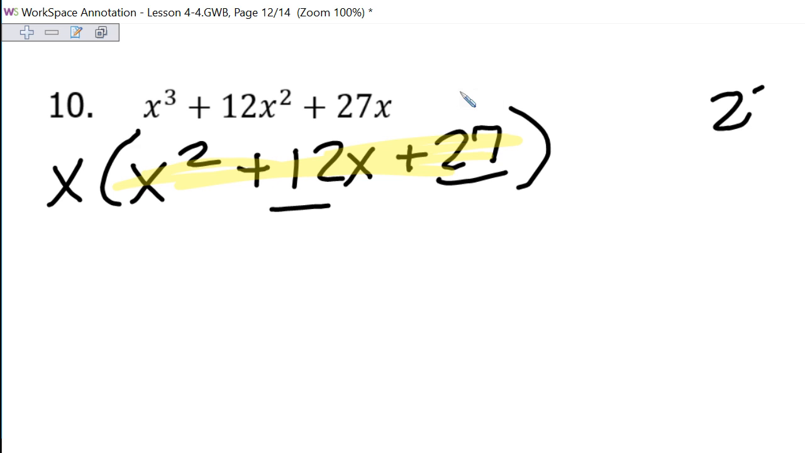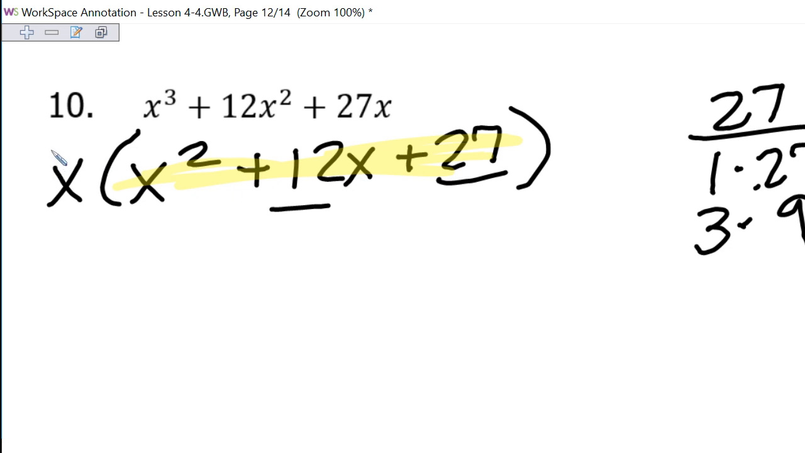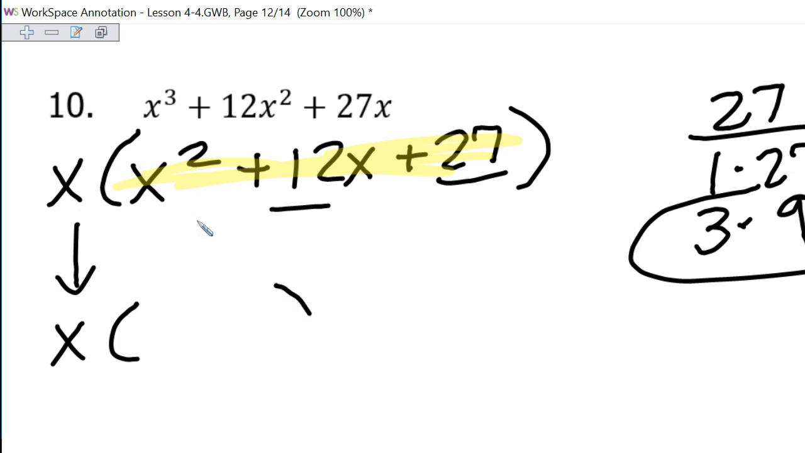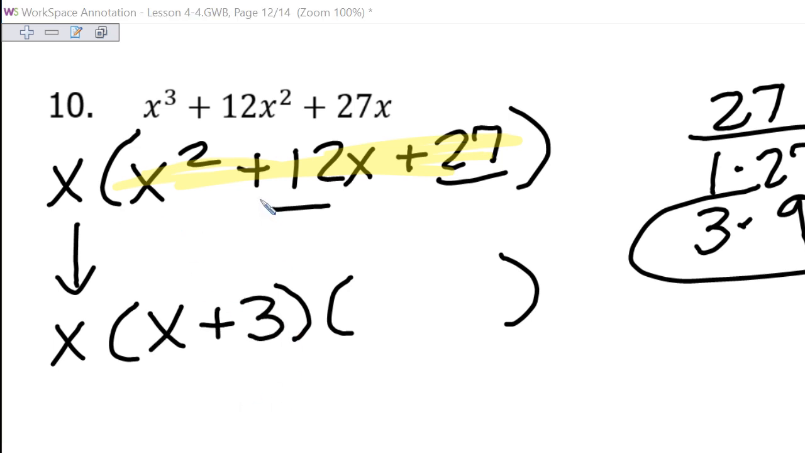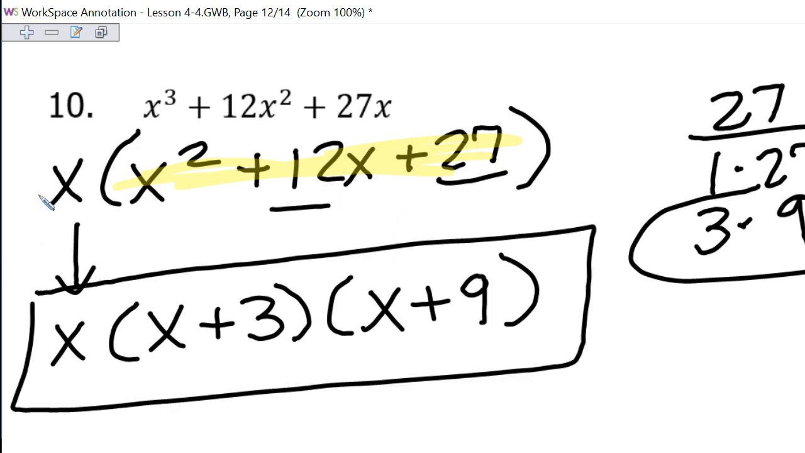Factors of 27: I could have 1 times 27. What's the other one? 3 times 9. What do we want to add up to? 12. So which pair adds to 12? 3 and 9. Now when you write your answers, your GCF has to go first. Now we're ready to factor what's inside the parentheses. One of my factors will be x plus 3. What's the other factor? x plus 9. So make sure the GCF is your first answer. If you factor out the GCF, it has to be included in your answer.